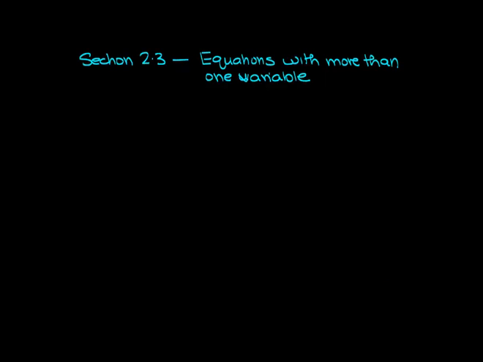Section 2.3, Equations with more than one variable. This section is just an extension of section 2.1, where we learned how to solve linear equations. If you recall in the previous section, section 2.2, we had a formula for motion problems. We had a formula that was this: rate is equal to distance over time.